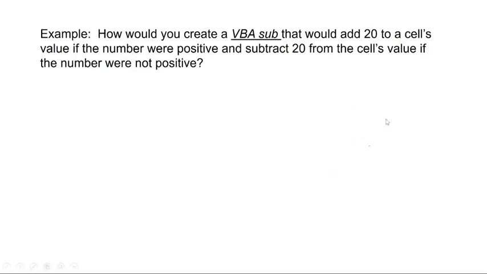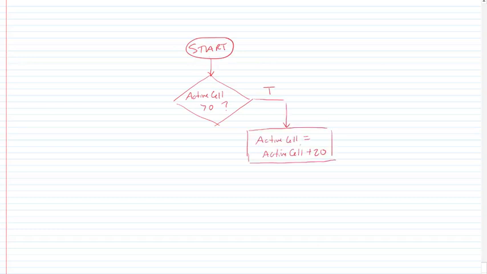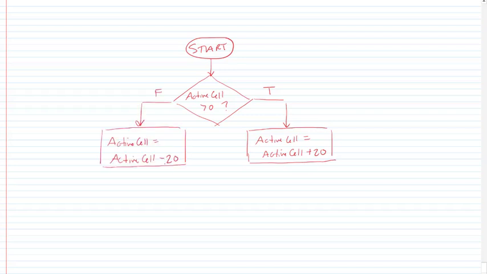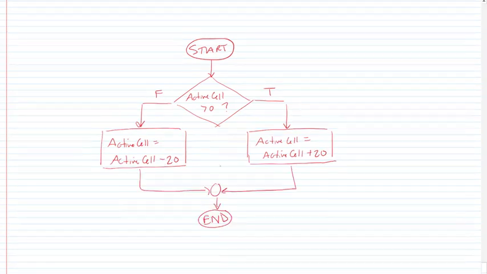Let's work through another example. How would you create a VBA sub that would add 20 to a cell's value if the number were positive and subtract 20 from the cell's value if the number were not positive? Let's make a quick flowchart for this. We start, we check to see if the active cell value is greater than 0. If that's true, then the new active cell value is equal to the old active cell value plus 20. Otherwise, the new active cell is equal to the old active cell value minus 20. And then we reconvene and we end.